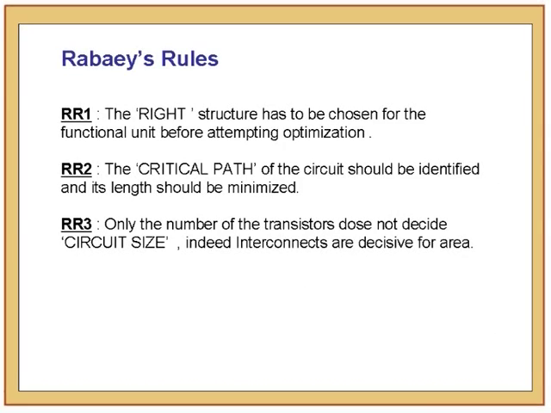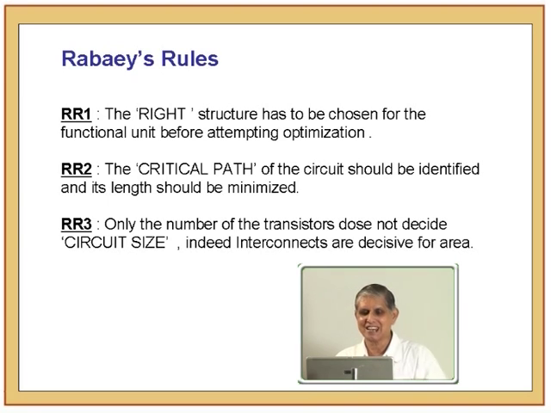There is Rabaey's book which you all hold. There are three laws which Rabaey has suggested, which is what I already stated. The right structure has to be chosen for a functional unit before attempting optimizations. Rule 2 says the critical path of the circuit should be identified and its length minimized. And the third rule is that the number of transistors alone does not decide circuit size. Interconnects, in most cases, decide the performance as well as the size. Okay, we may quickly skip this, just to show you.